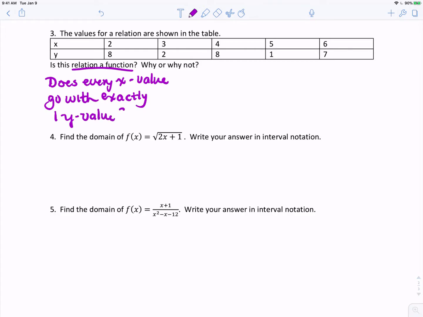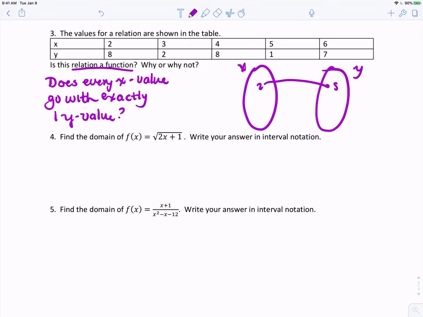And sometimes you can tell this just by looking at the table. Other people might be more comfortable making a picture. So sometimes I make a picture, and let me just show you what I mean. So here are our x's, here are our y's. So for example, the first one says that 2 is going to 8. The next pair tells me that 3 goes to 2. The next pair tells me that 4 also goes to 8.